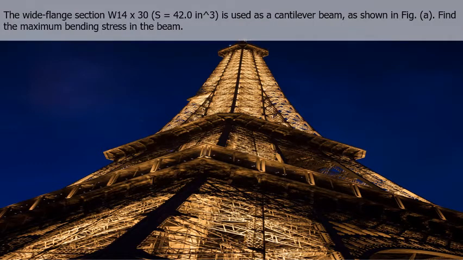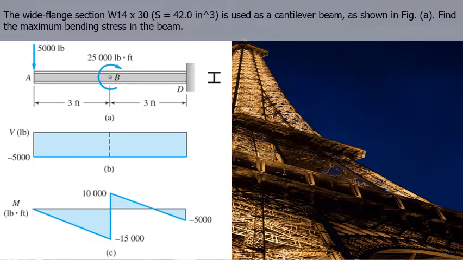The wide flange section W14 times 30 with a section modulus equal to 42 cubic inches is used as a cantilever beam as shown in figure A. Find the maximum bending stress in the beam. The beam is under a concentrated load of 5,000 pounds at point A and a clockwise couple of 25,000 pound-feet at point B.